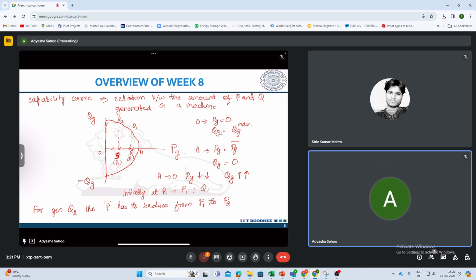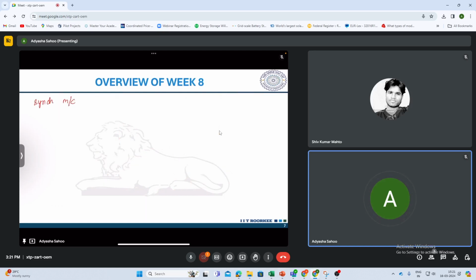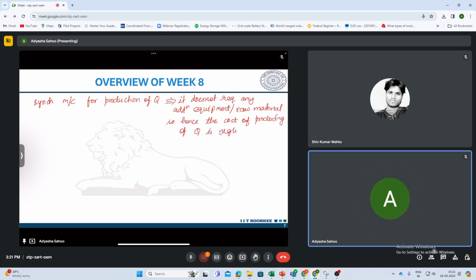So this was for the synchronous machines. For synchronous machines, production of Q does not require any additional equipment or raw material. So hence the cost of producing Q in a conventional synchronous machine, only Q, is negligible. Earlier the payment was only when there was reduction of active power.